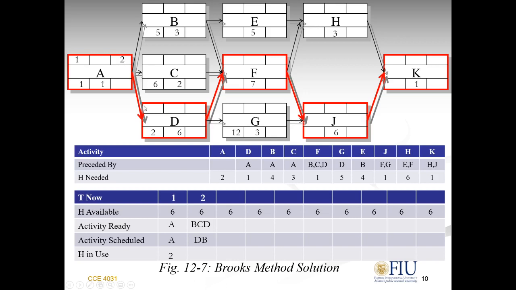Does D have a start date? No, so I will give it this 2. Does B have a start date? No, so I will give it this 2. So B will have 2, D will have 2. 2 plus 3 is 5, and 2 plus 6 is 8. So then 5 is my T now, the smallest value. That would be my T now.